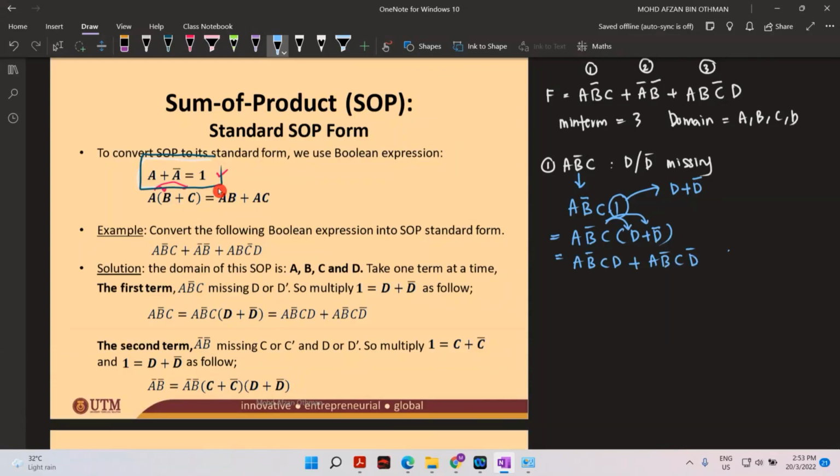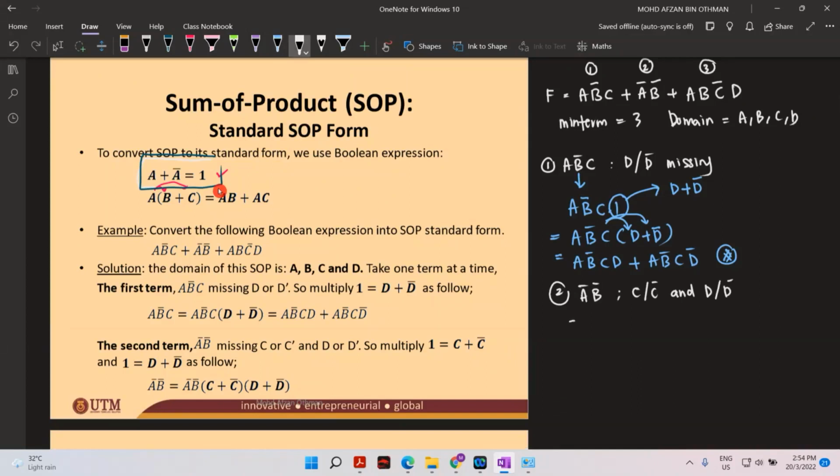Okay, so nombor 1 dah siap. Kedua-duanya dah ada. Yang missing tadi dah ada. Yang ni ada D, yang ni ada D bar. Okay, nombor 2. Kita tengok nombor 2 pula. Yang ni Ā B̄. Yang ni ada 2 missing. Kamu missing either C or C bar, and D or D bar.